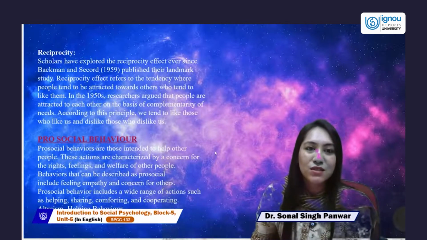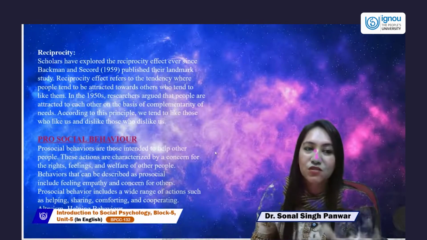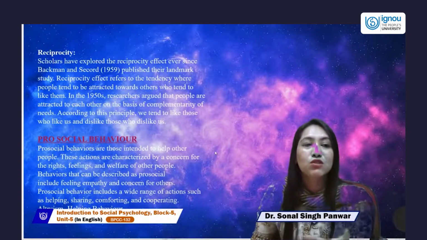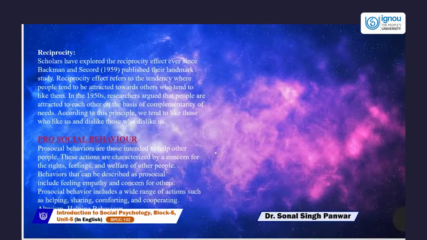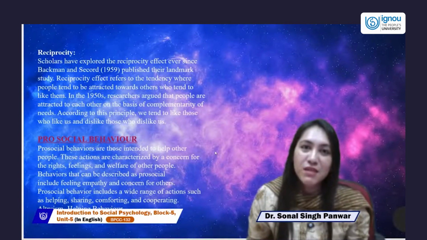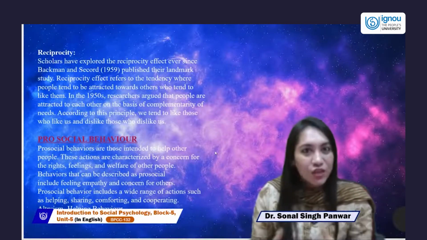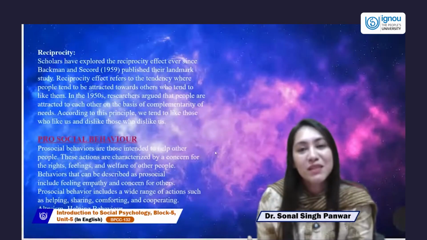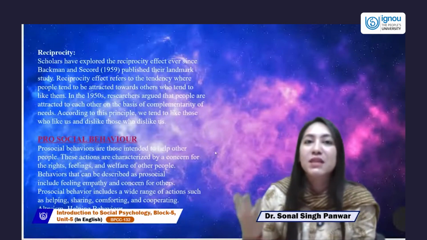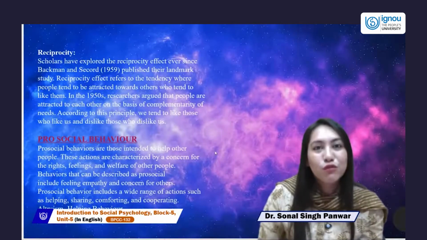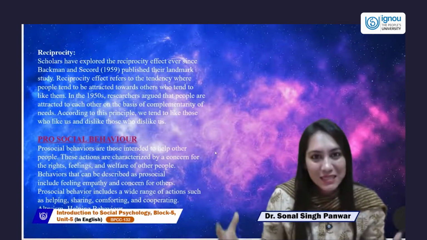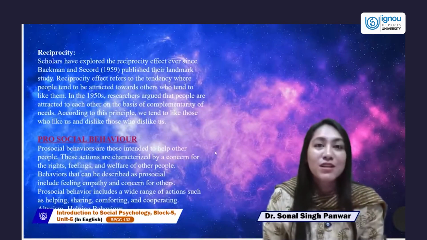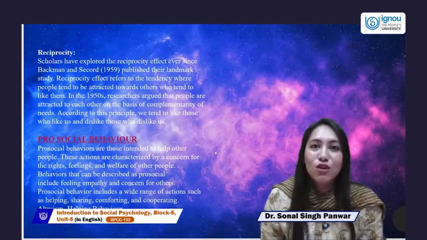In the 1950s, researchers argued that people are attracted to each other on the basis of complementary needs. Reciprocity actually helps us find better mates, like puzzle pieces. What's incomplete in you is filled by your partner, and what's complete in you fills it in your partner. So that's reciprocity, which is likes and dislikes bonding together. That's another way of interpersonal attraction.